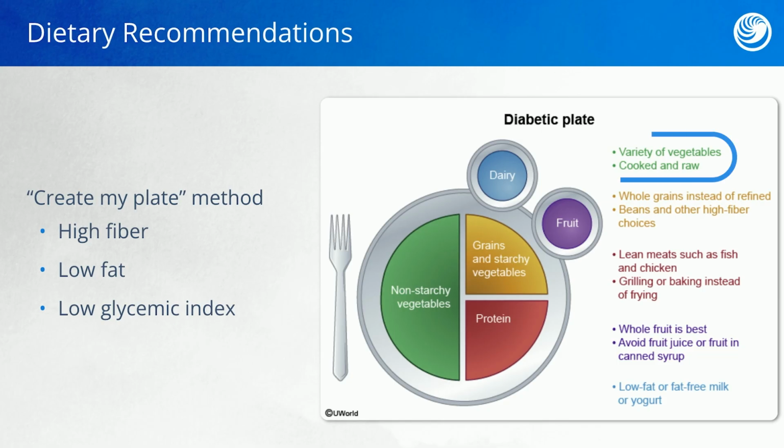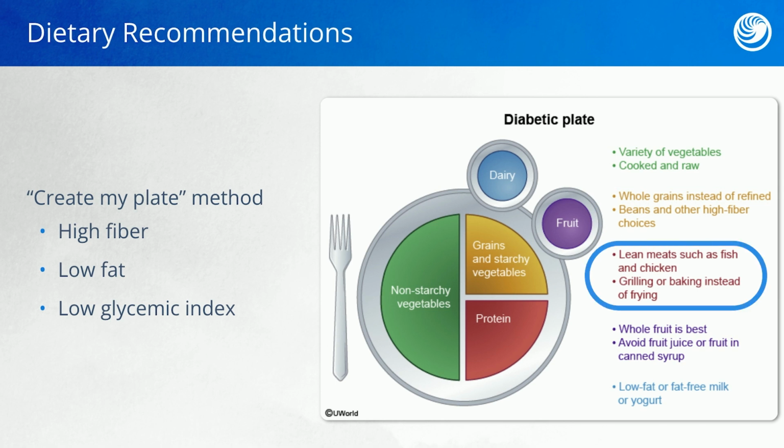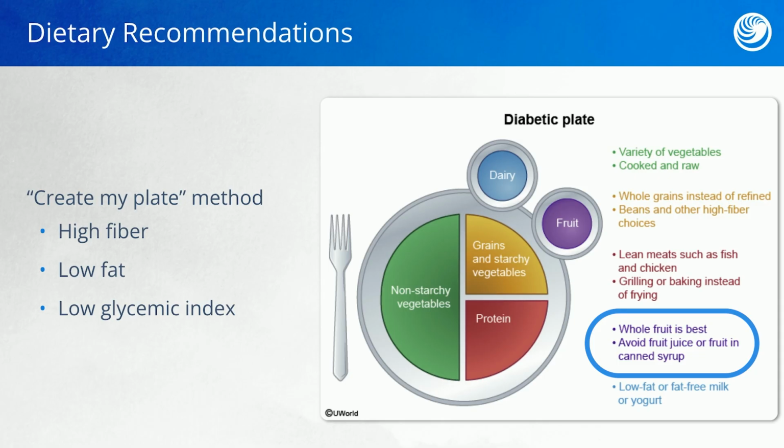We want to encourage non-starchy vegetables. These can be raw or canned. We want to encourage grains, but we want to encourage high fiber grains and beans. Proteins should be lean proteins: chicken and fish. And we want to make sure that we bake it or broil it, not that we fry it, to avoid that fat. And then any fruit that is eaten, we want to have it eaten in its natural state. We don't want any fruit in that sugary syrup, and we also want to avoid fruit juices, which are very high in sugar. Dairy choices should be low fat or no fat.